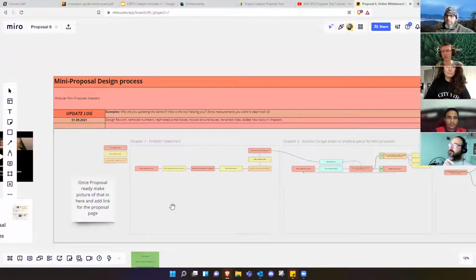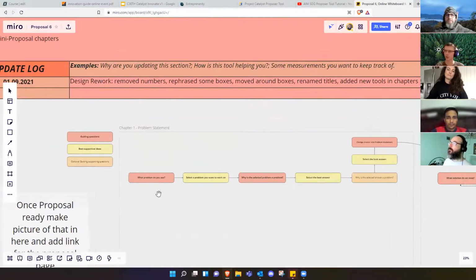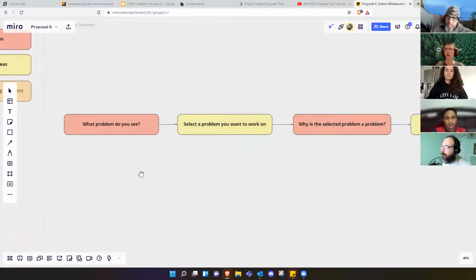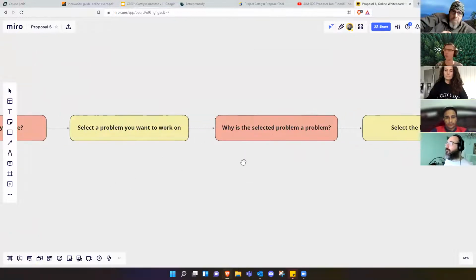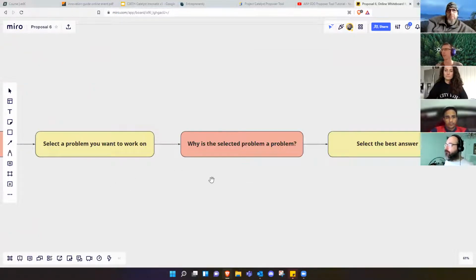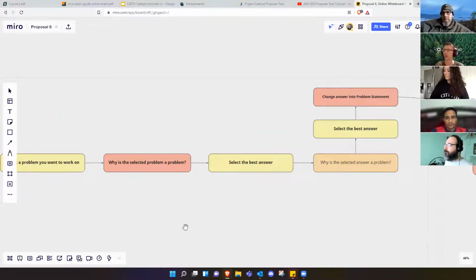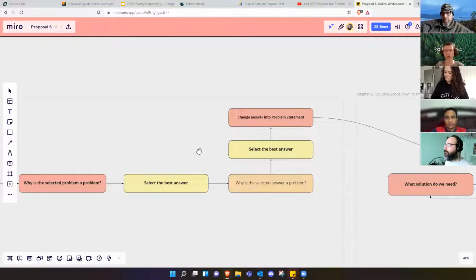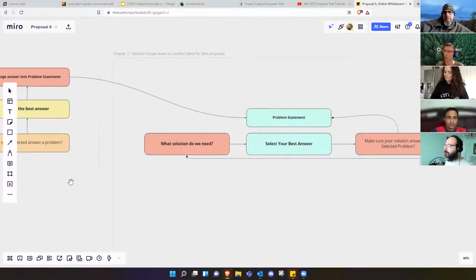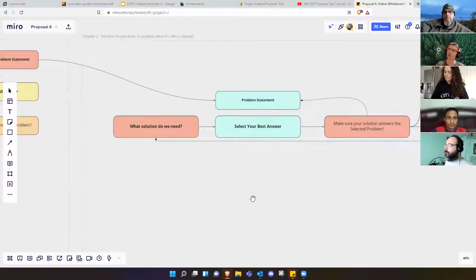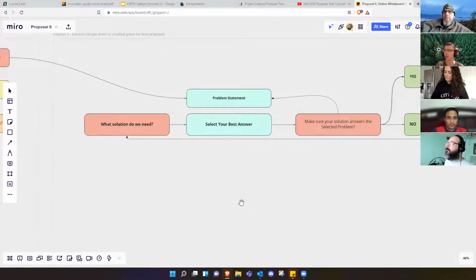So what is the mini proposal process? It is a model to design a proposal for Catalyst Ideascale. It starts with simple questions. What problem do you see? Then you answer this and you end up with another question: why is the selected problem a problem? And then you answer that, and you can further root cause analyze your problem until you get the problem statement. Then you go to the next chapter and you end up with a solution, and so on.